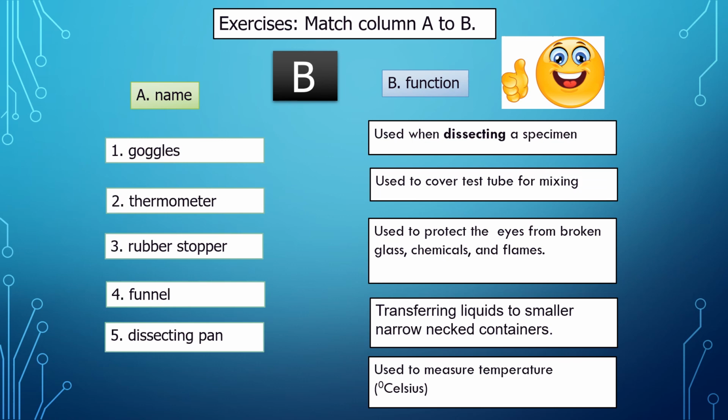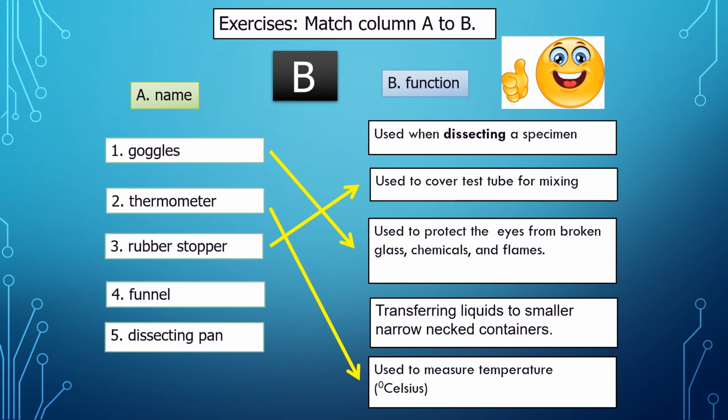So what is the answer? What is the function of goggles? Number 1, it is used to protect the eyes from broken glass, chemicals, and flames. What about number 2? Thermometer. It is used to measure temperature in degrees Celsius. Number 3, rubber stopper. It is used to cover a test tube for mixing.